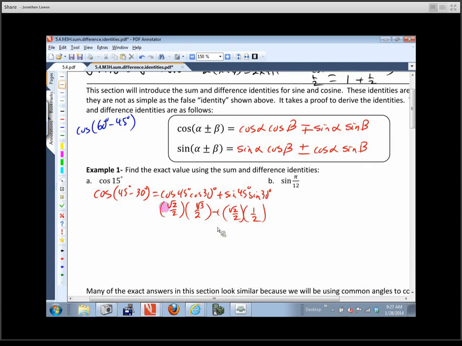Okay? The nice part about this is we're almost always going to get a common denominator. So we end up with radical 6 over 4 plus radical 2 over 4. So my answer is radical 6 plus radical 2 over 4. And there's the answer. Now grab your calculator.